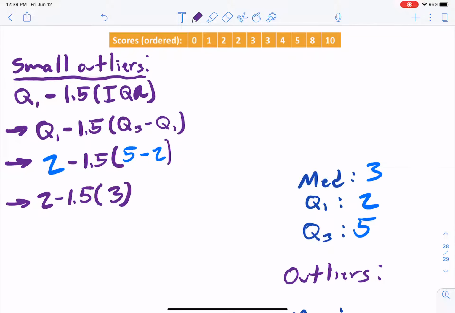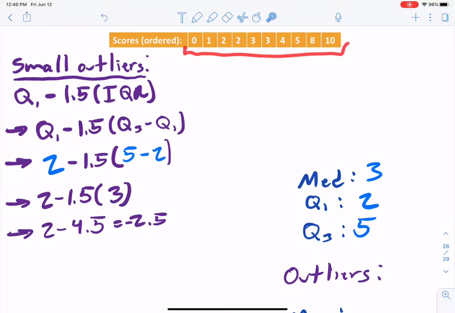And then I'll get out my trusty dusty calculator. So I've got 2 minus 1.5 times 3 is 4.5. And already we can see that we're going to get some negative value, right? So 2 minus 4.5 is negative 2.5. That's impossible in our data set, right? So any value that falls below negative 2.5 is considered an outlier. Well, we don't have that here. Our smallest value is 0.